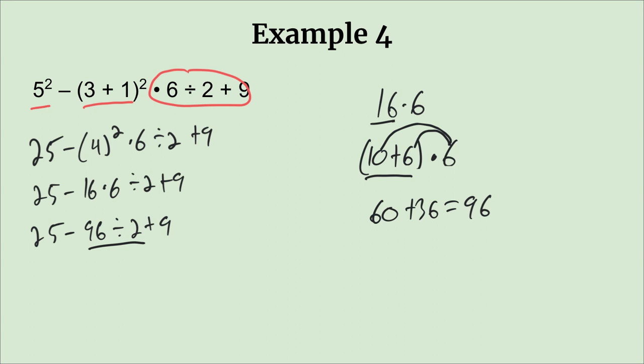Then we do our division, 25 minus 48 plus 9. Then we do all these together. 25 minus 48 is negative 23, plus 9 is negative 14.